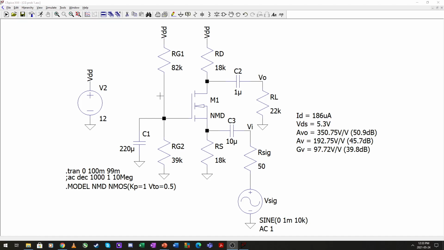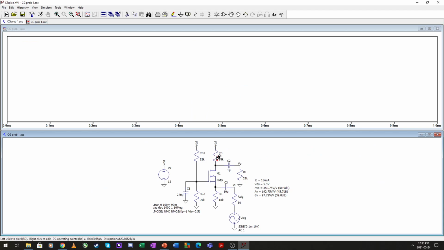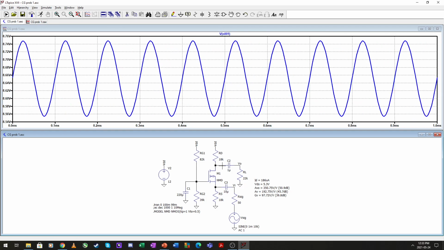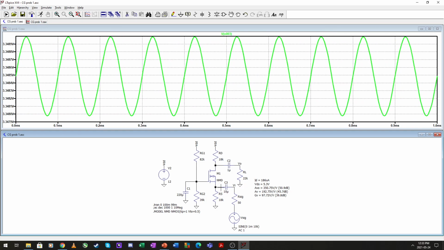So here is our simulation. I've taken the liberty again of doing the calculations beforehand. So drain current of 186 microamperes. So it's here around 186 here in the middle. Here we have 8.66 volts, subtract 3.3, that gives us around about 5.3 volts VDS.